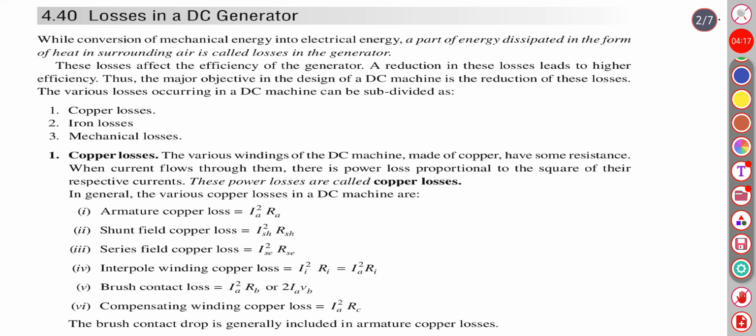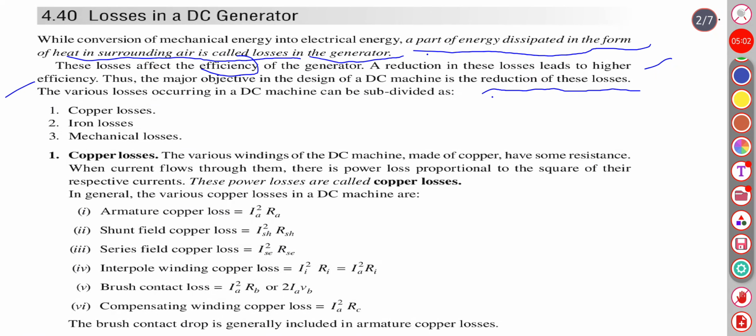So those were the applications, and now losses in a DC generator. While conversion of mechanical energy into electrical energy takes place, a part of the energy dissipated in the form of heat to the surrounding air is called the losses in the generator. These losses affect the efficiency of the generator. A reduction in these losses leads to higher efficiency. Thus, the major objective in the design of a DC machine is the reduction of the losses.